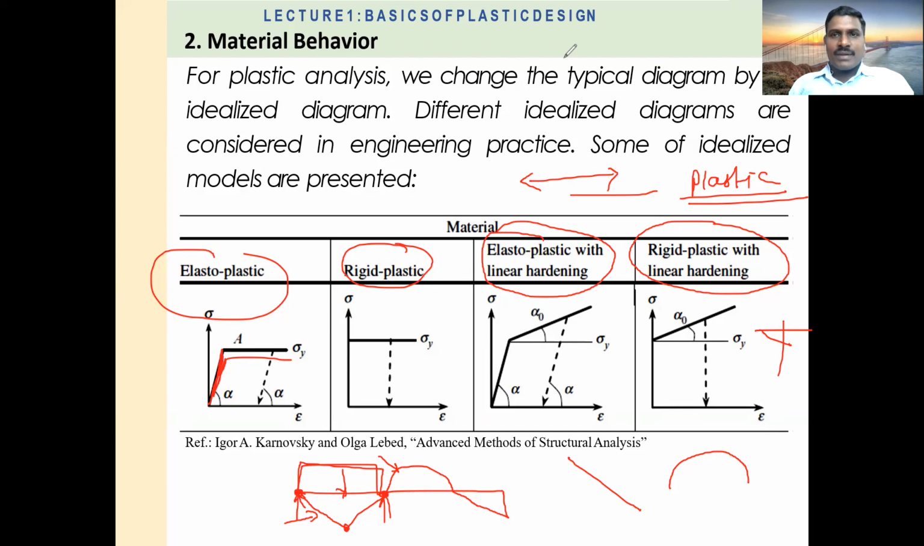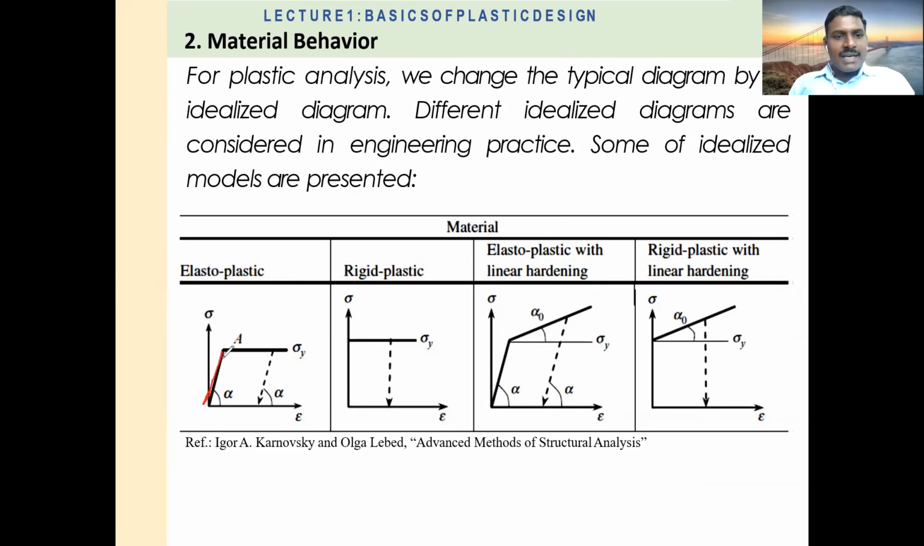So here this vertical line indicating elastic and this horizontal line indicating the plastic. So all the time this horizontal line is a plastic. So here only plastic behavior is there. Rigid plastic म्हणजे तो एकदम तुटणार. So similarly in third case again elastoplastic. So elasticity is there and with linear hardening.